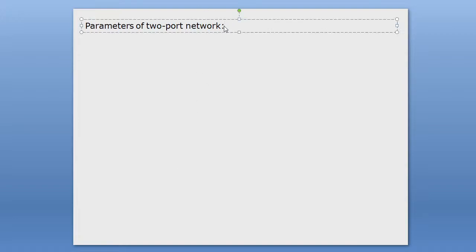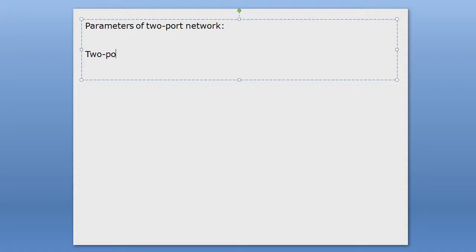Okay, you see, a two-port network has two ports, one input and another output, and it has a total of how many variables? A total of 4 variables. You just write: a two-port network has a total of 4 variables.